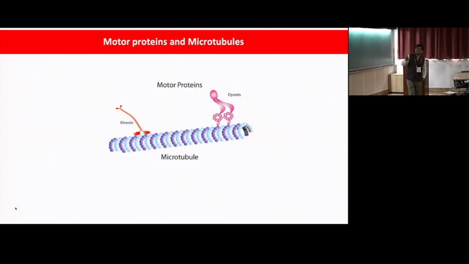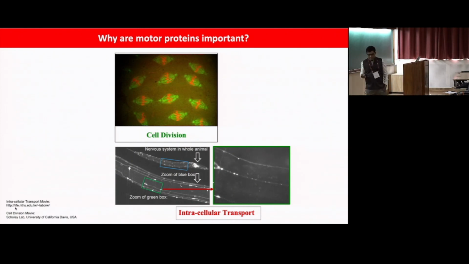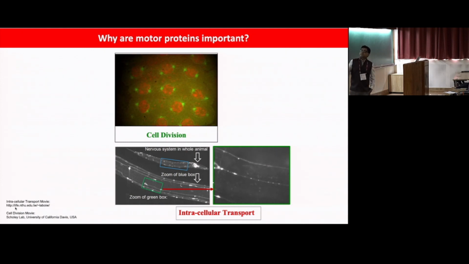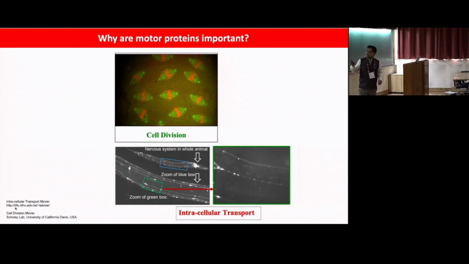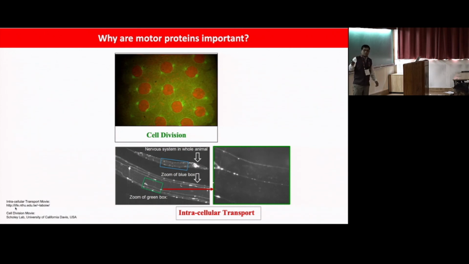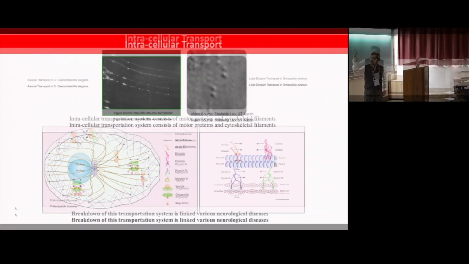So as I said, I work on motor proteins and microtubules. The reason I like them is that they are very important for cell division, where multiple microtubules and multiple motor proteins are involved in separating the sister chromatids into two daughter cells. One of the very important things that they carry out is the intracellular transport, which refers to the transport of different types of vesicles and cargoes inside the cell.